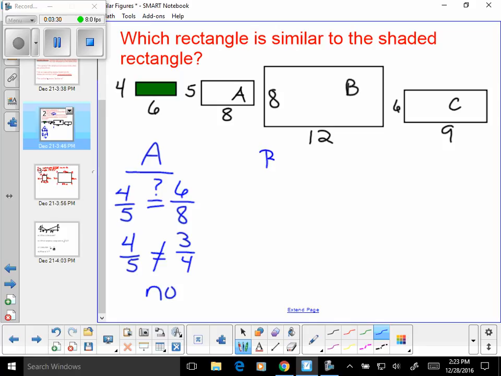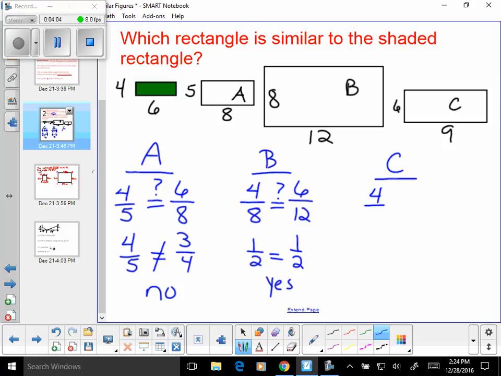Let's look at B. Here again, I have to be careful. I have to set it up so that 4 corresponds to 8, and 6 is going to correspond with 12. Now, if I can get those two fractions to be equal, then I know that they're proportional. Well, 1/2 equals 1/2, so yes, rectangle B and the shaded rectangle are proportional. Let's see if you can do C.